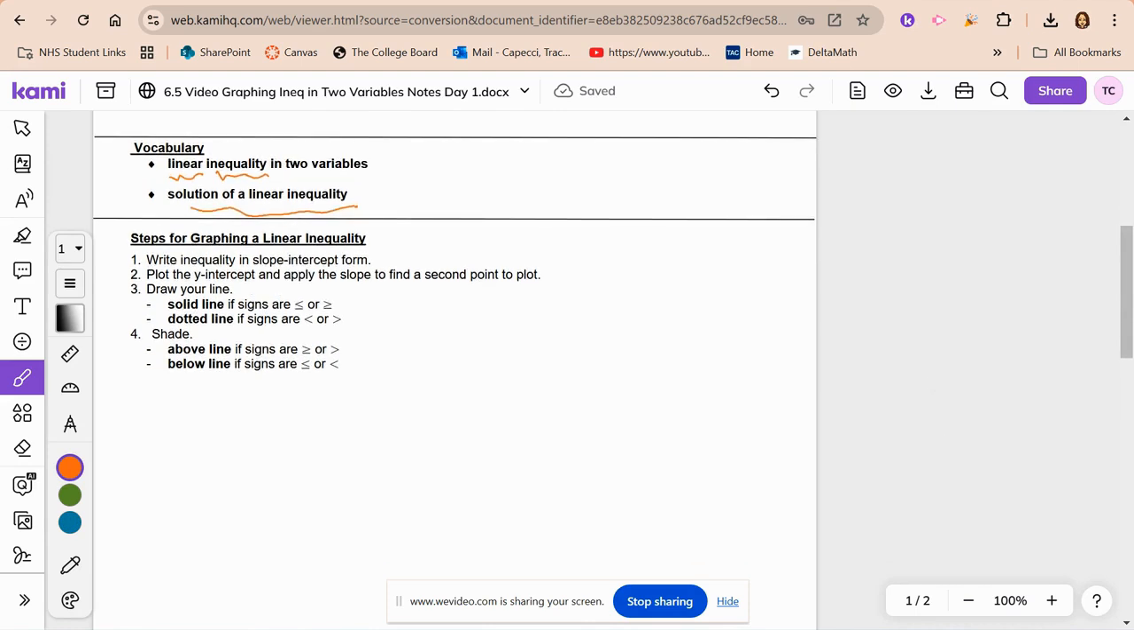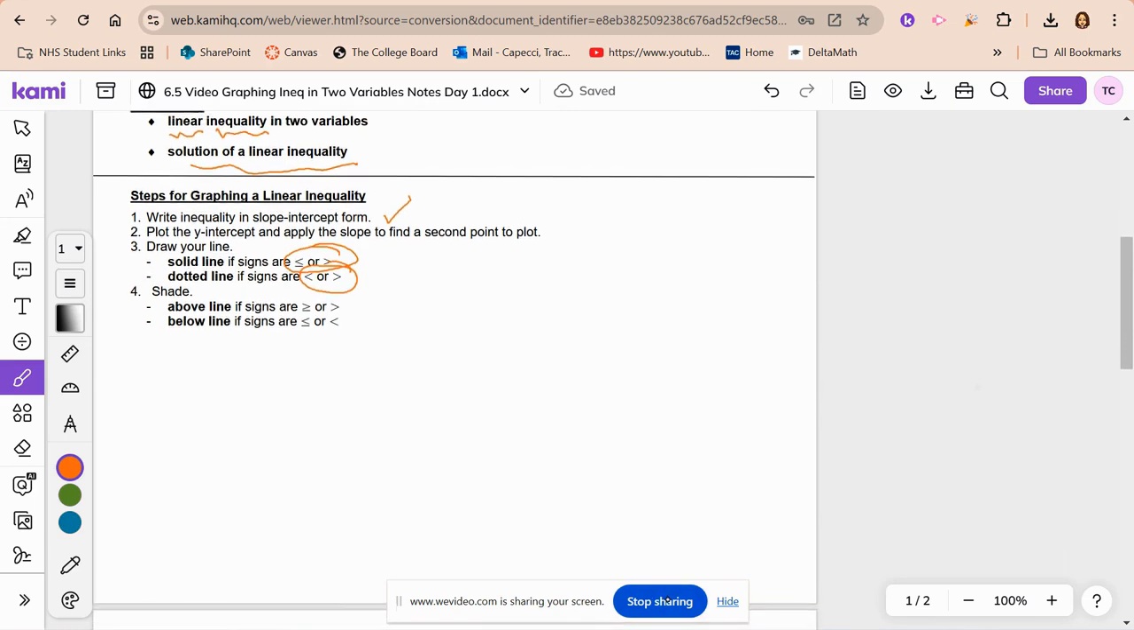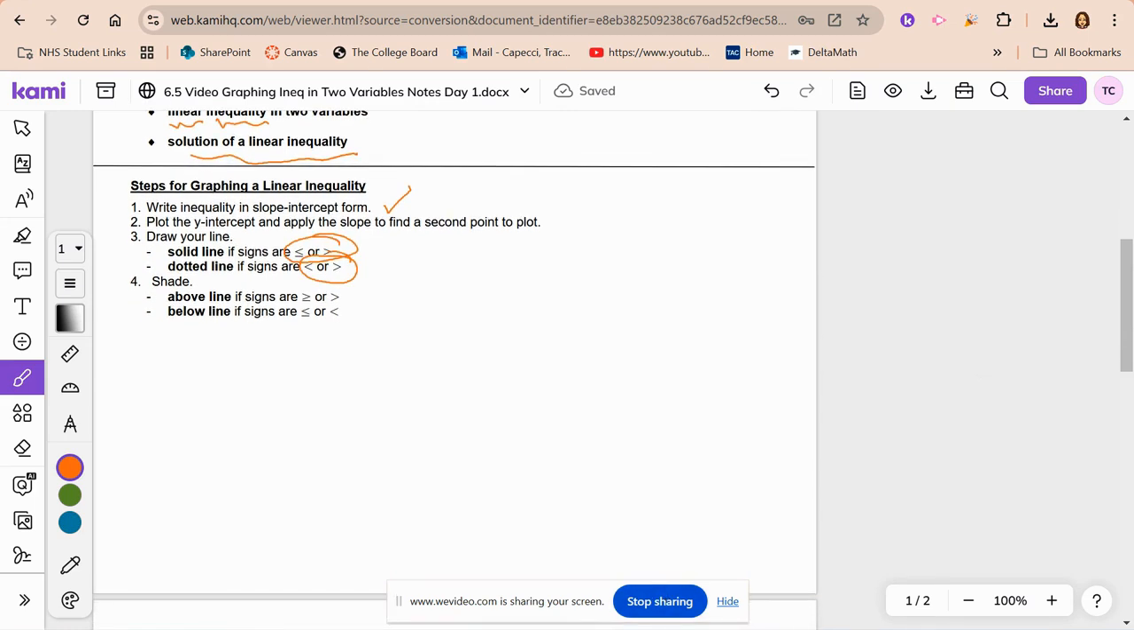Okay, so when we're graphing, first thing we're going to do is write the equation in slope-intercept form. Then we're going to plot the y-intercept and work out the slope. It's going to be a solid line if we have less than or equal to or greater than or equal to. We'll have a dotted line if the signs are less than or greater than, or we'll say dashed. Dotted or dashed is fine. Now, where do we shade? If it's greater than or equal to, we shade above. If it's less than or equal to, we shade below.